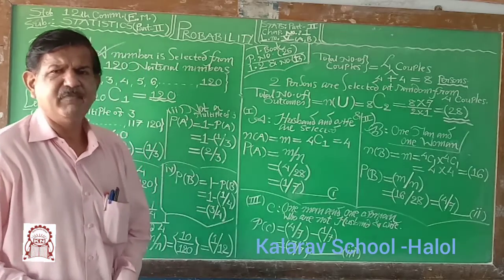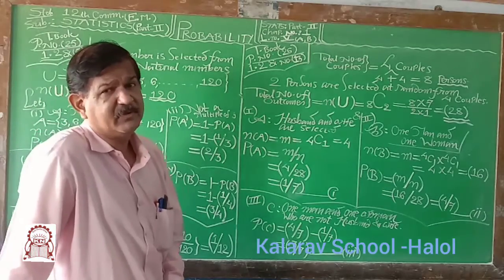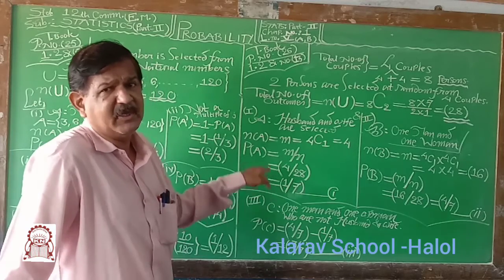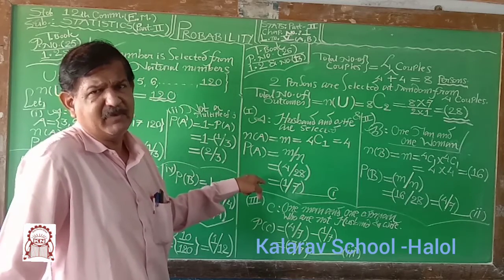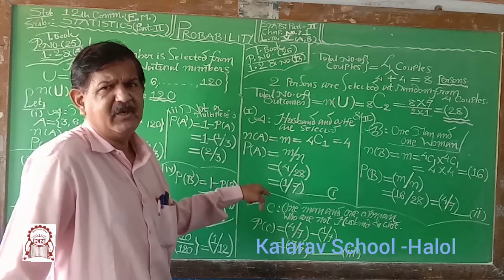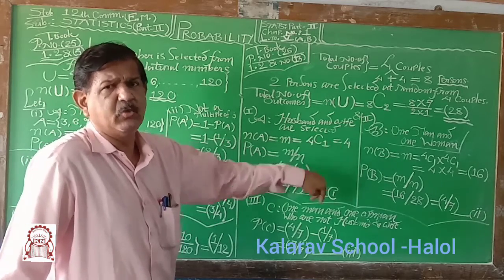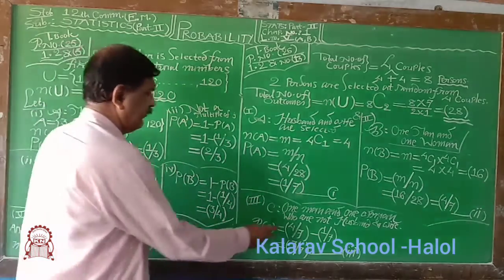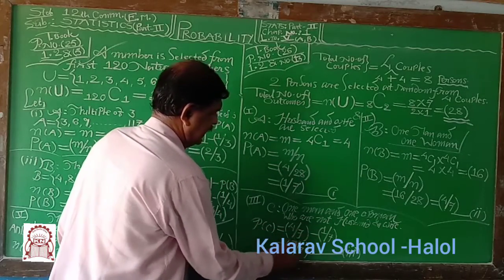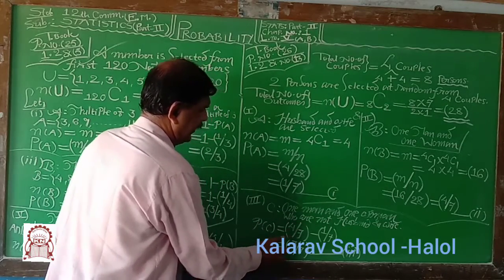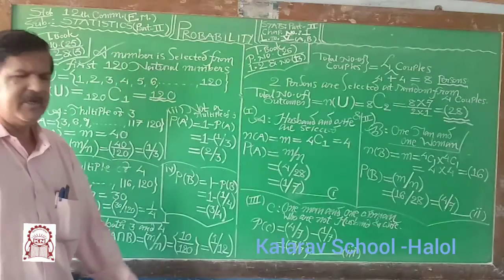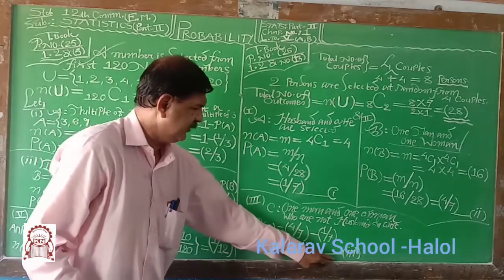A man and a woman are selected, but they are not husband and wife. Here 1 by 7 is the probability of husband and wife. So we have to subtract probability 1 from probability 2, meaning 4 by 7 minus 1 by 7. 7 is the LCM, and 4 minus 1 is 3, the numerator. Therefore the required probability is 3 by 7. Answer number 3.